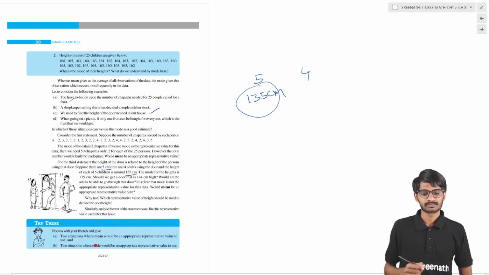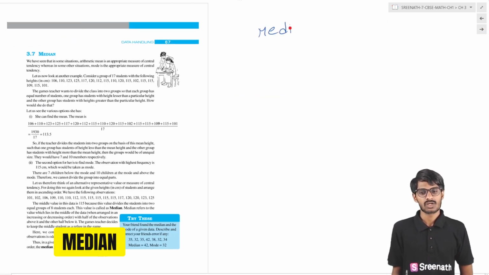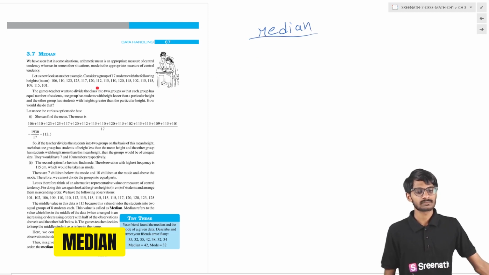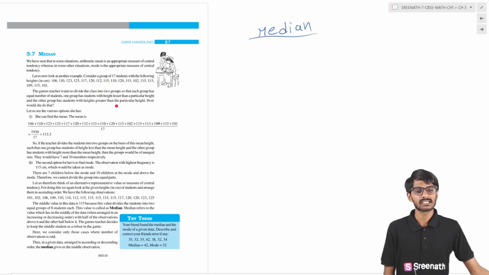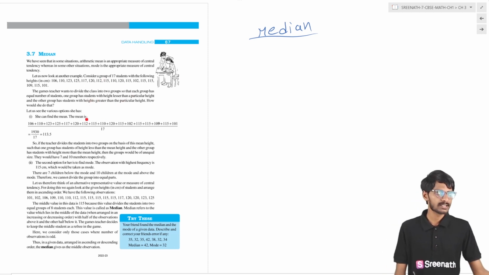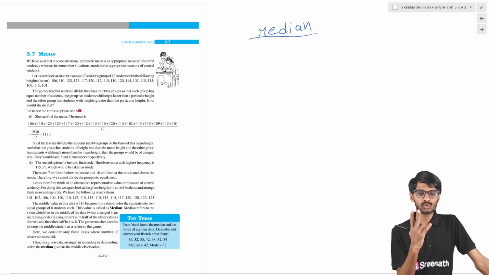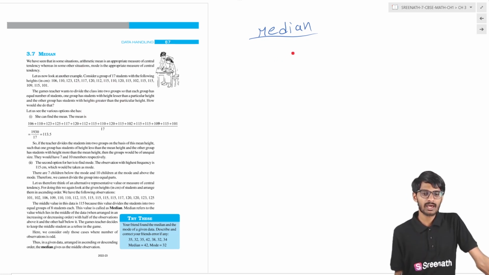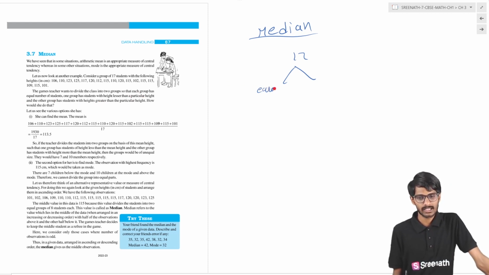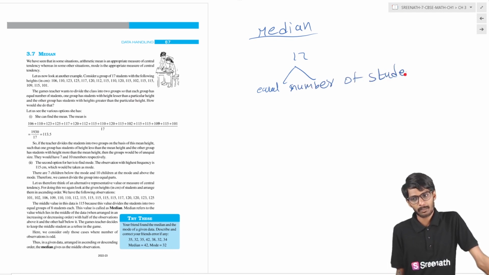So we require another representative, students. That is nothing but the median. So we require the median, students. Suppose there is a group of 17 students and their heights are like these. The games teacher wants to divide the class into 2 groups. So there are 17 students, and she wants to divide them into 2 groups so that each group has an equal number of students. This is the purpose she wants.